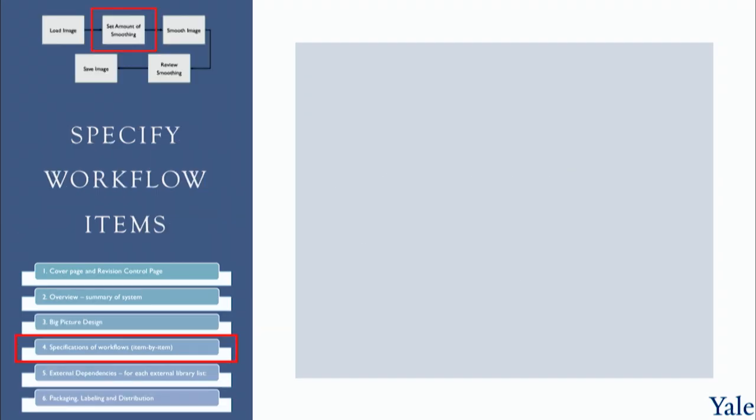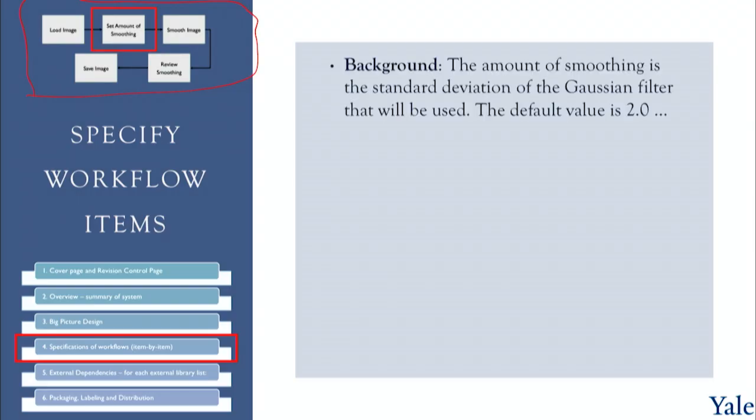So once we have the big picture design, we need to specify the workflows item by item, and this is our smoothing workflow on the top left corner here. And we're going to just pick up the second item here to set the amount of smoothing, just to illustrate how that gets specified. So we have a background section. The amount of smoothing is the standard deviation of the Gaussian filter that will be used. The default value is 2.0, and there's more of a description here.